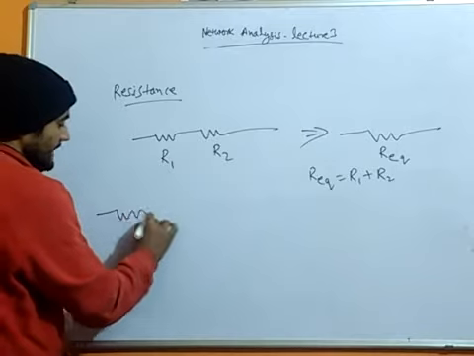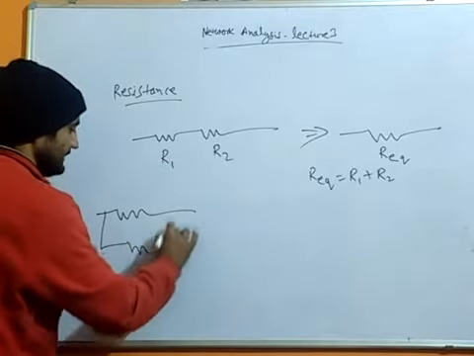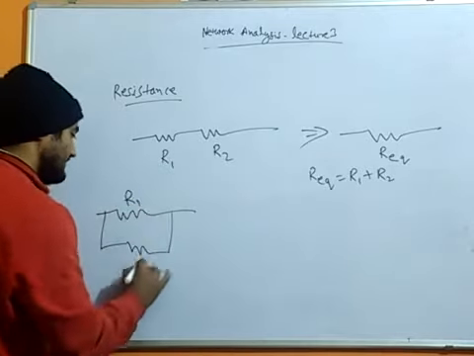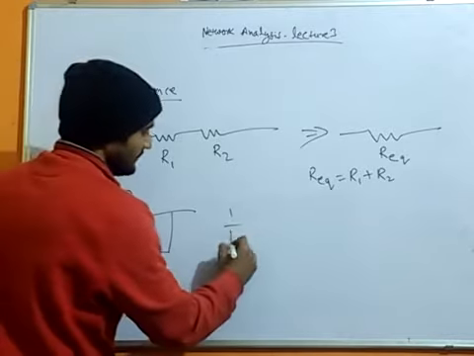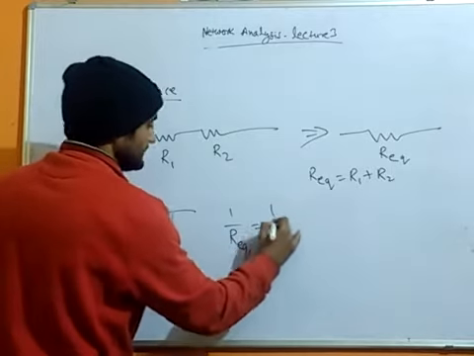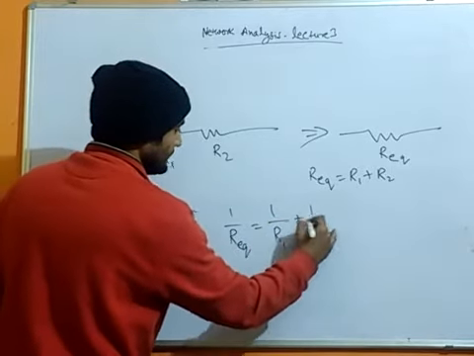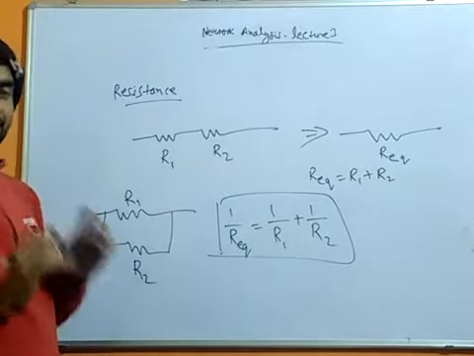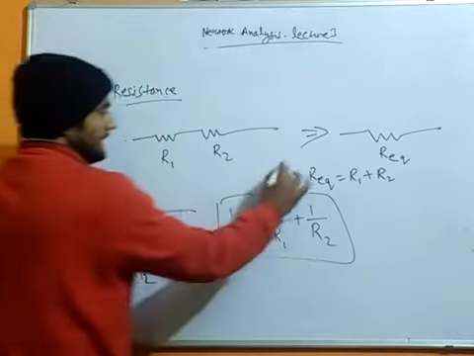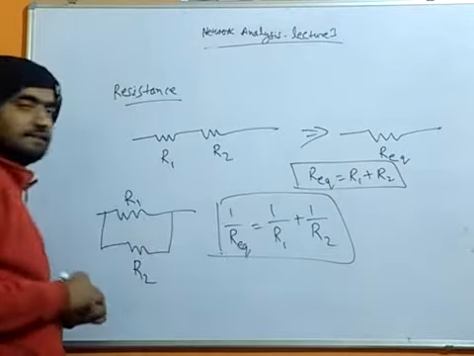Next, come to the parallel connection of resistances. I am taking only two values, R1 and R2. If there are two resistances in parallel, then the equivalent resistance is given by 1 by R equivalent equals 1 by R1 plus 1 by R2. So this is the equivalent resistance in parallel, and this is the equivalent resistance in series.